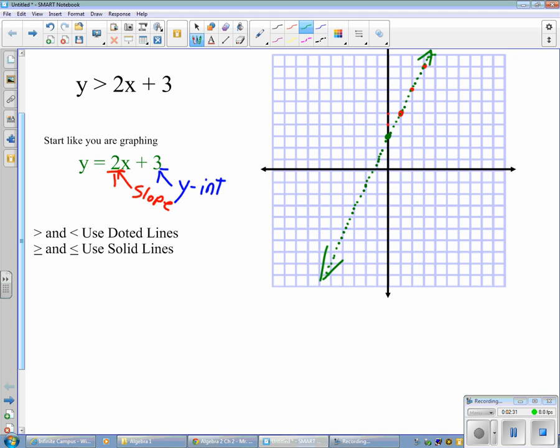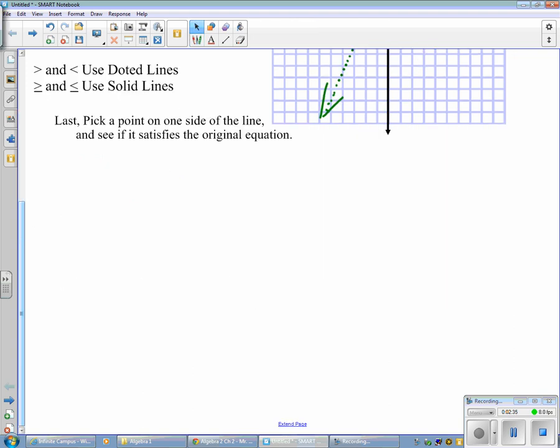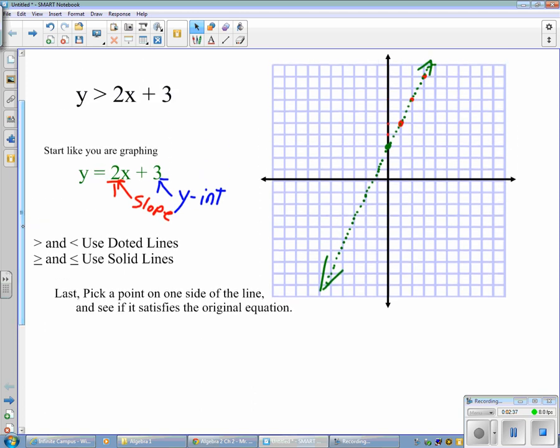Okay, so next, we're still not quite done yet. The last thing that we have to do is pick a point on one side of the line or the other and see if it satisfies our original equation. My favorite point for this is 0, 0. As long as it's not on the line, it's good to go. What we're going to do is go up to our original equation and put in the point 0, 0 as a test point to see, does that make our equation true?